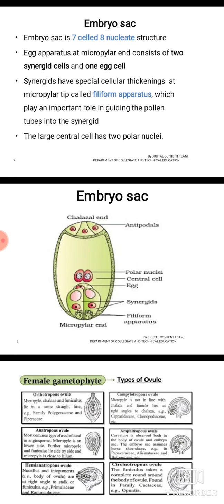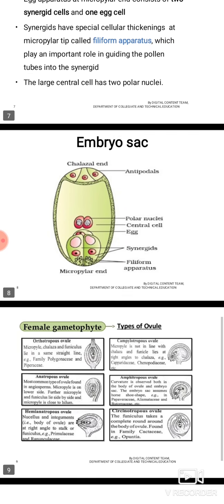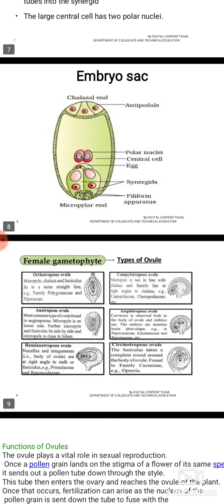There are different types of ovules, and these are as follows. Orthotropous. An orthotropous ovule, also known as an erect ovule, is one where micropyle, chalaza and funicle lie in the same straight line, and it is the most common type found in the family Polygonaceae and Piperaceae.